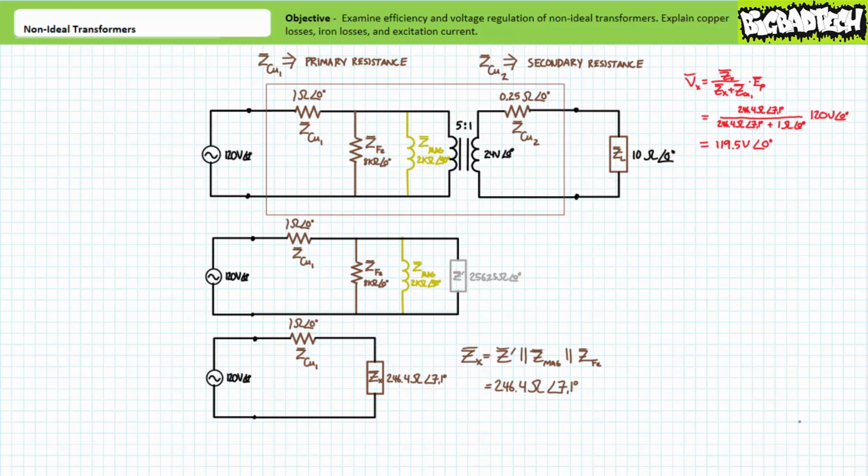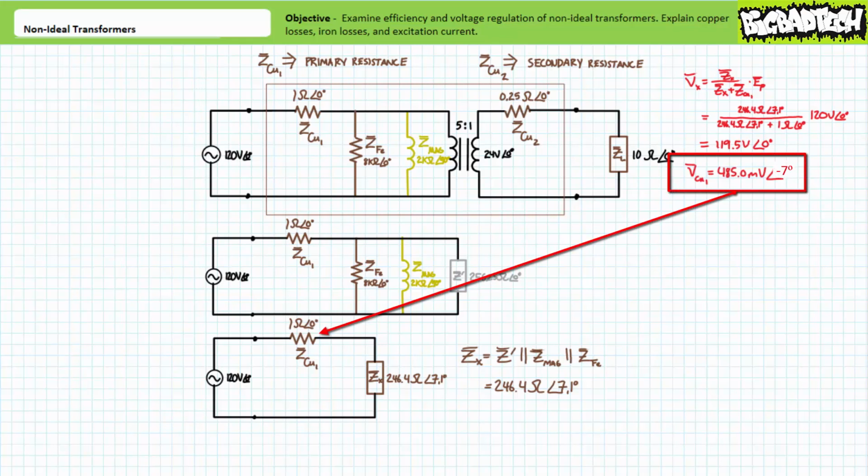For those following along with these calculations, note that there will be an extremely small, almost negligible phase shift of 0.029 degrees, essentially 0 degrees. Similarly, using the voltage divider rule or Kirchhoff's voltage law, it can be demonstrated that the internal resistance of the primary windings will experience a voltage drop of approximately 485.0 millivolts at an angle of -7 degrees, less than half a volt. As we anticipated, the internal resistance of the primary windings does experience a voltage drop.